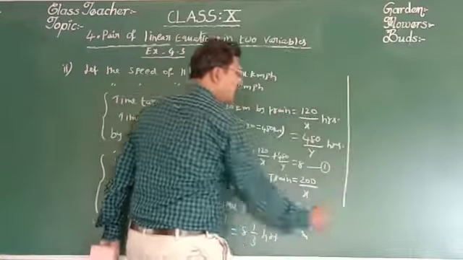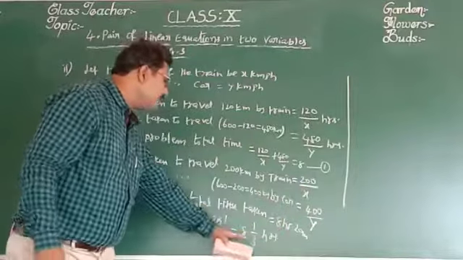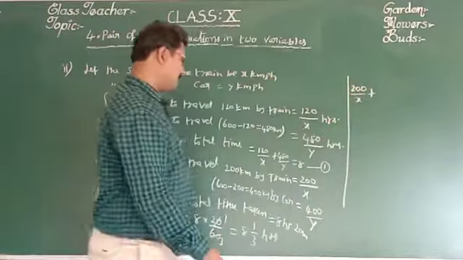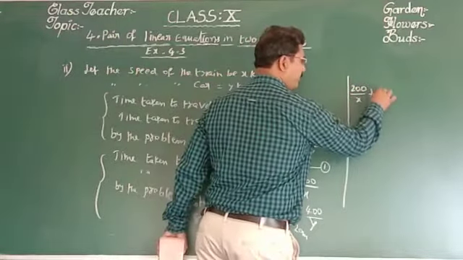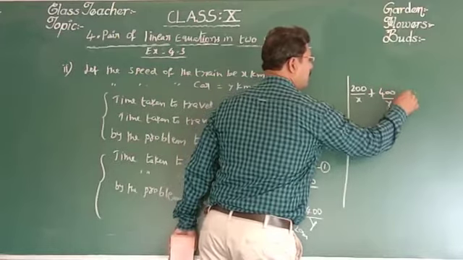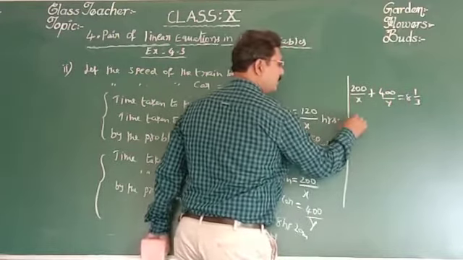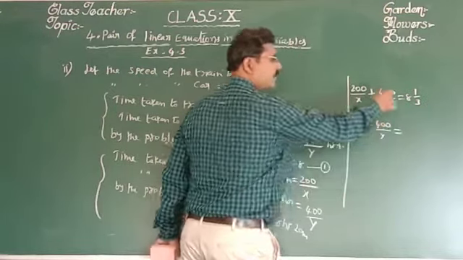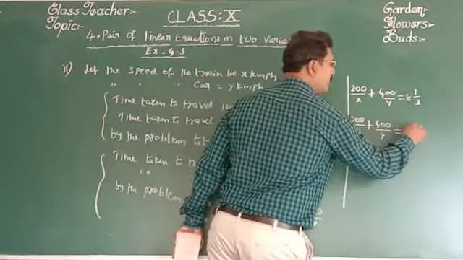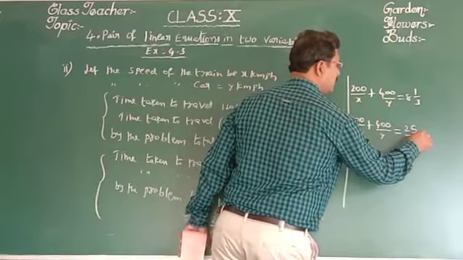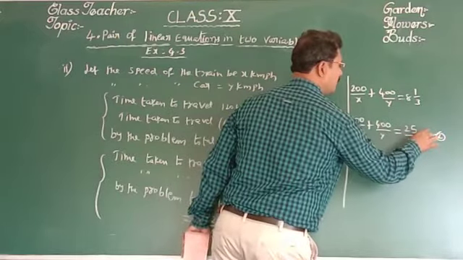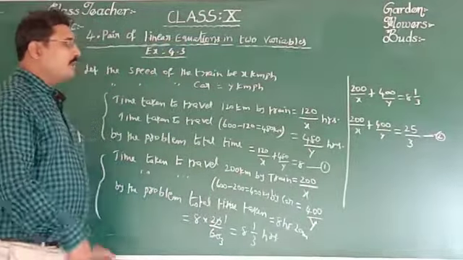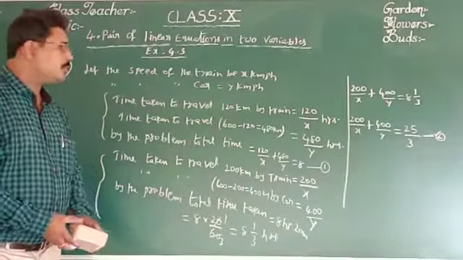Now to make the equation, the total time taken is 8 1 by 3. So 200 by x plus 400 by y is equal to 8 1 by 3, and 8 threes are 24 plus 1 is 25 by 3. Call it equation number 2. We have to simplify this afterwards, which makes it easier. So write down up to this.